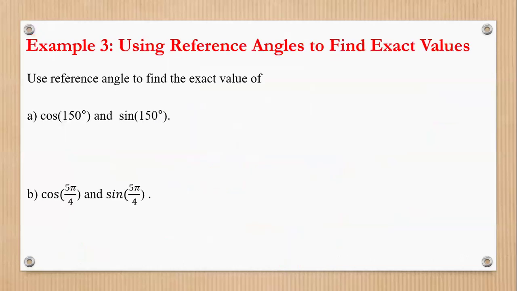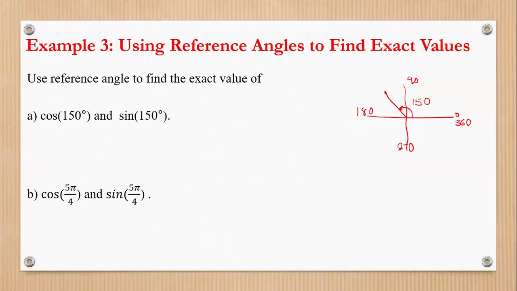Next example, it says use reference angle to find the exact value of cosine of 150 and sine of 150. Okay, so easy. We need to show 150. 150 is in the second quadrant, because we know that in the first quadrant, all angles are from 0 to 90. 90 to 180 are on the second quadrant. 180 to 270 are on the third quadrant, and 270 to 360 are on the fourth quadrant. My angle is 150, which means it's in the second quadrant.